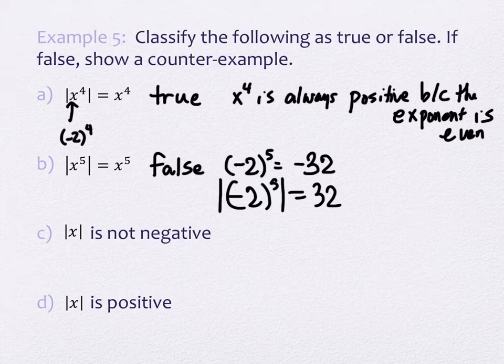Okay, C and D. Very similar. C says the absolute value of x is not negative. Okay, remember, absolute values are distances, so we could replace the absolute value of x with the word distance. Distance is not negative. True. That's a true statement. So what about D then? True.